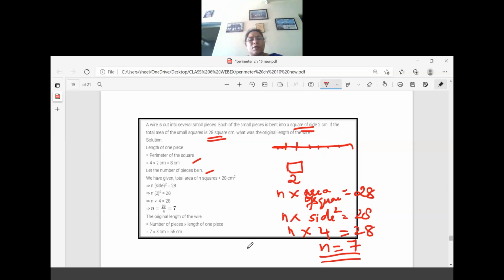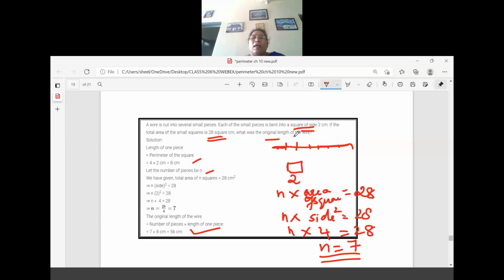Now the original length is asked. So n pieces are there, meaning 7 into 8 equal to 56 centimeter only, right? So this question is a very good question, a little bit advanced also. You have to think a little bit and apply that.